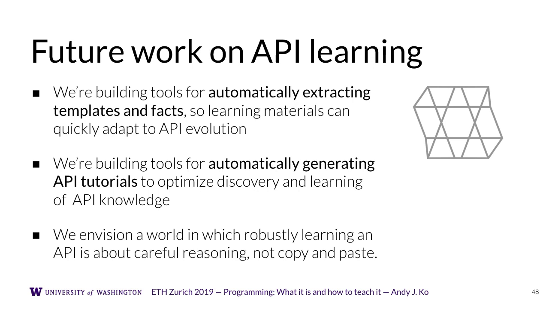So we're doing a lot of future work on API learning as well. We're building tools that automatically extract templates and facts so that learning materials can quickly adapt as an API evolves, right? So that designers could automatically generate some of these things. We're building tools for generating API tutorials automatically, where we can optimize the discovery and learning of API knowledge so that the instruction is actually good. And so we're really envisioning a world in which robustly learning an API is about careful reasoning about that API, not just about copy and paste on Stack Overflow, which leads to brittle programs, let alone brittle knowledge.